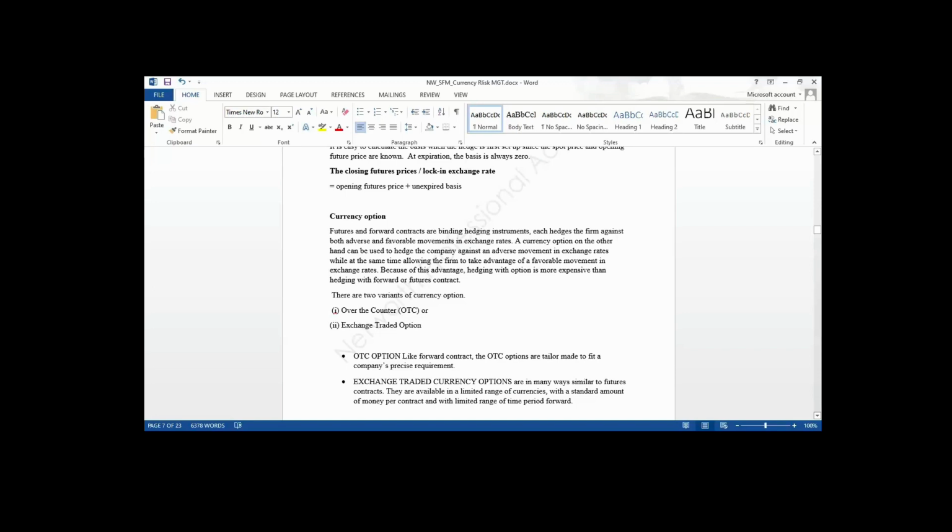Currency options, on the other hand, can be used to hedge the company against adverse movement in exchange rates. At the same time, it allows the firm to take advantage of favorable movement in exchange rates. It's an option to hedge, not an obligation to hedge.